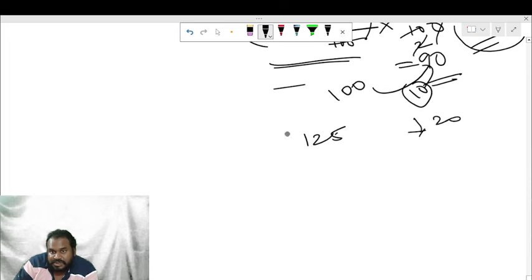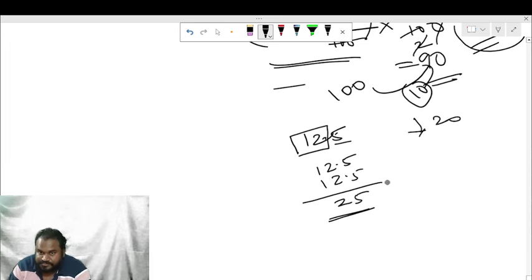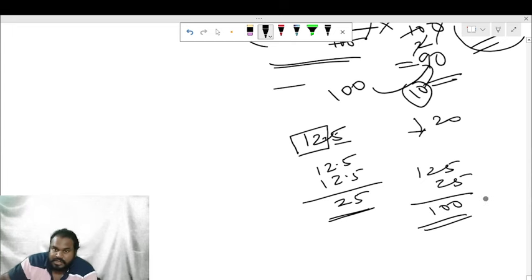It means, see, leave one digit, put a point here. So it is 12.5. 12.5 is 10%, and one more 12.5 is 25%. So it is nothing but 25 rupees. So from 125 I need to remove 25, then it will become 100. Like this also you can solve, or else you can solve this.